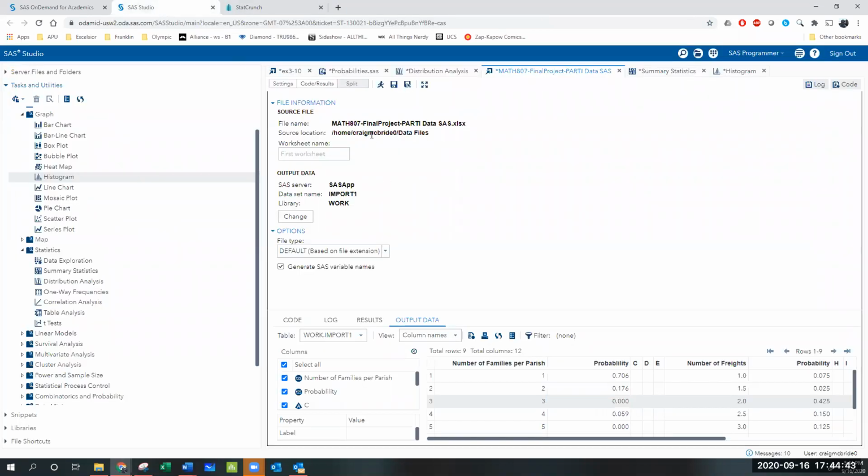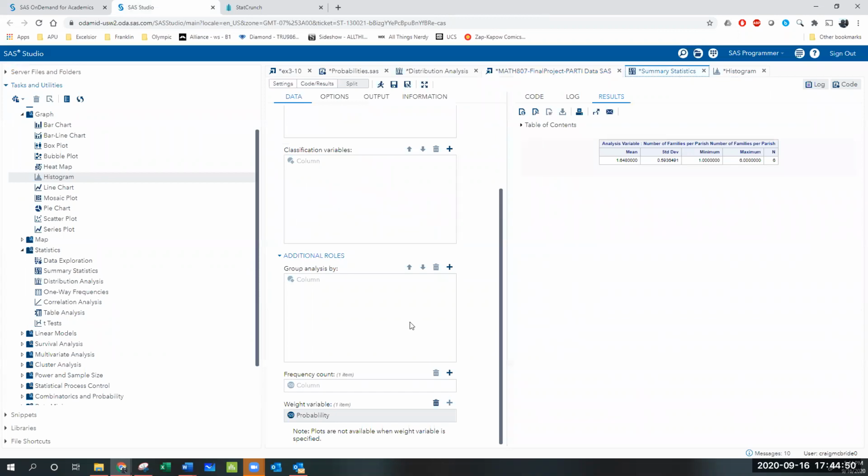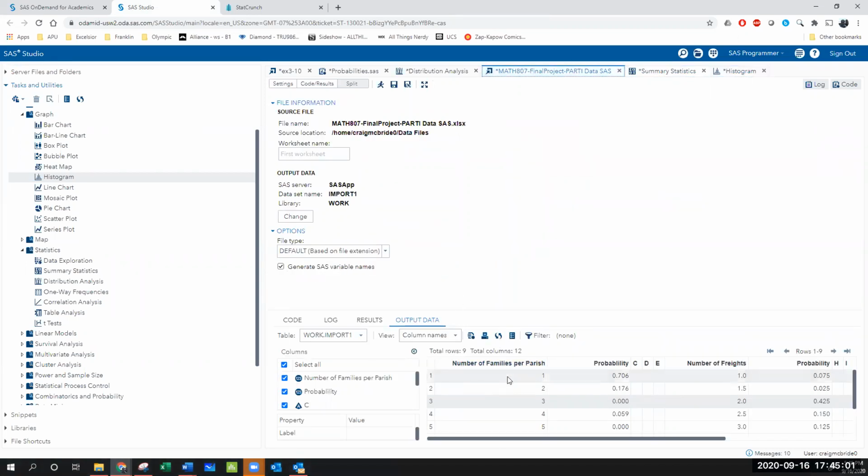But anyways, that's the whole thing about question number 1: for everything you do, whether it's making a histogram or running summary statistics, you always have to use the probability as a weight variable, because it really is a weighted mean. So this is a variable, and this is a data value. Number of families per parish: 1 showed up 70% of the time, and 2 showed up 17% of the time, 3 showed up none, and so on and so forth.